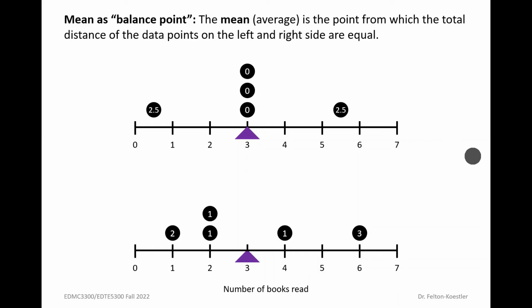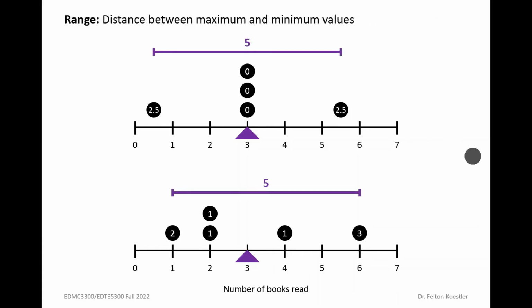Now, one way to look at the spread of data is to look at the range, the difference between the maximum and the minimum values. And on both of these, that's 5, right? If I go from 5.5 to 1/2, that's a distance of 5. If I go from 1 to 6, that's a distance of 5. However, the top data set feels much more compact.